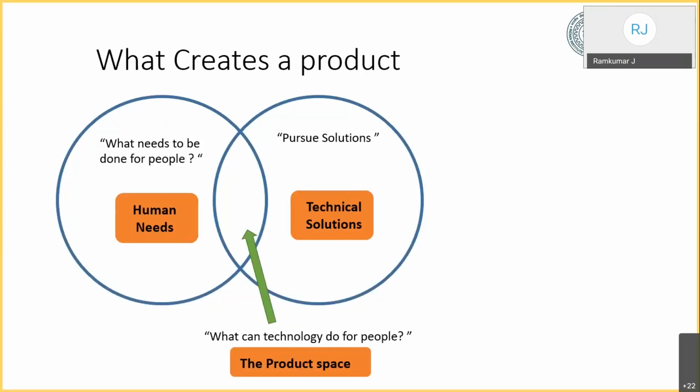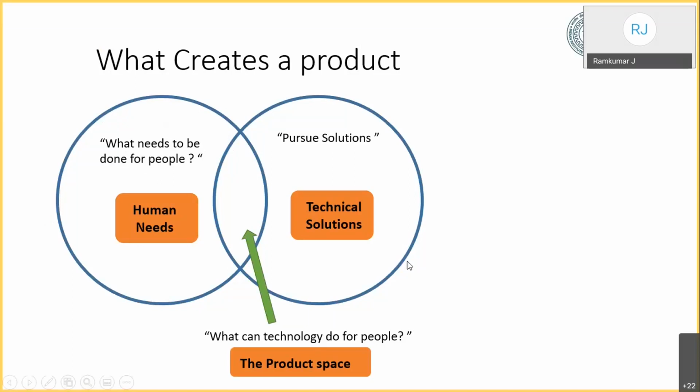Technical solution is pursued. The common area between these two is where the product design space is available. What can technology do for people is the product development phase. Today, you are all doctors.